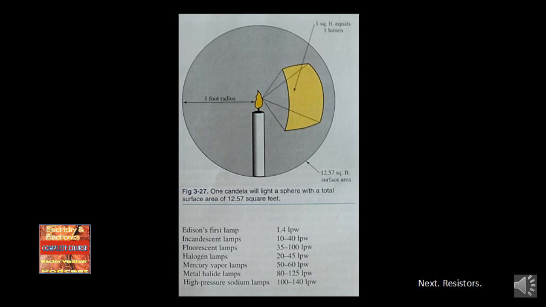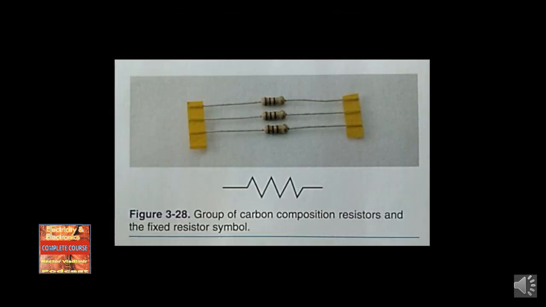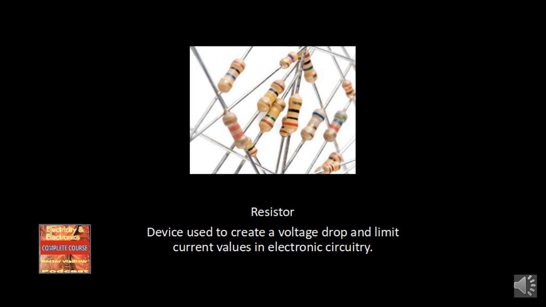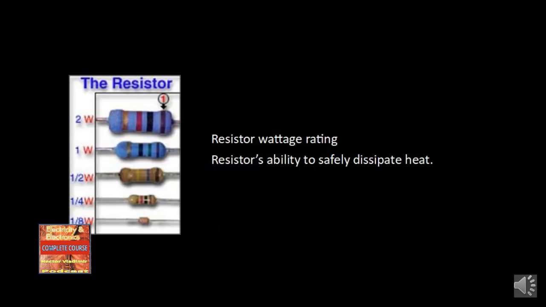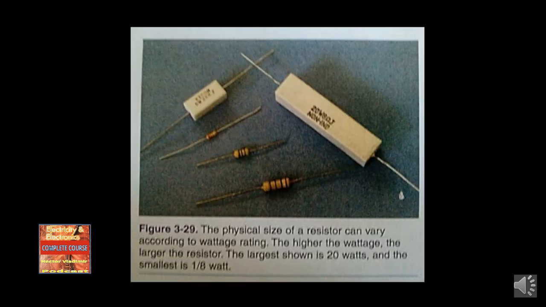The last circuit device we're going to cover in this lesson is the resistor. It is one of the most common components used in electronics and is used to create variable voltage drops and limit current. Resistors come in all shapes and sizes and are rated according to their ohmic value. The wattage rating on a resistor tells you how much heat the resistor can withstand before it opens. There are many types of resistors, but I'm going to cover just a few that you will see daily.